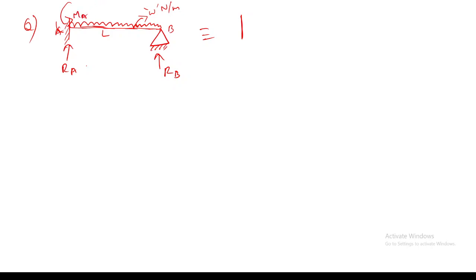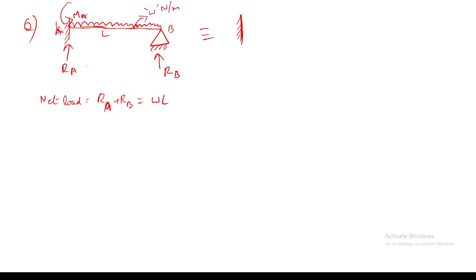Okay, first, can you find out what will be the value of RB? How will you do this? You have two equations, like the net load: RA plus RB equals W into L. This is one equation, but both RA and RB are unknowns, so you go for the deflection equation.